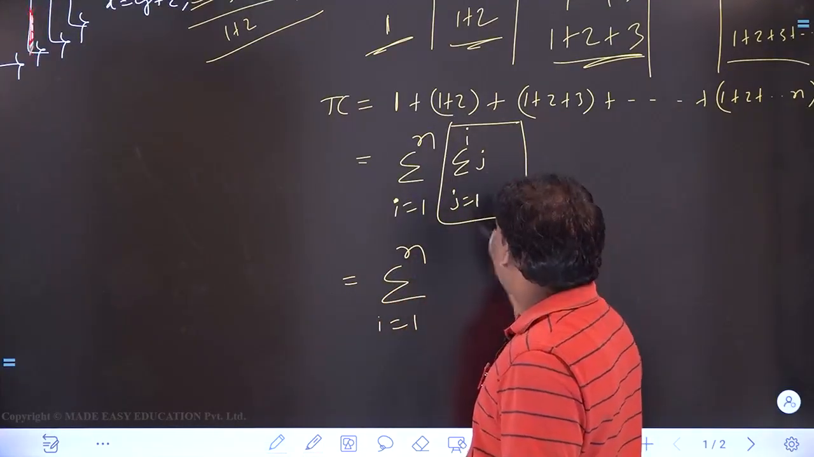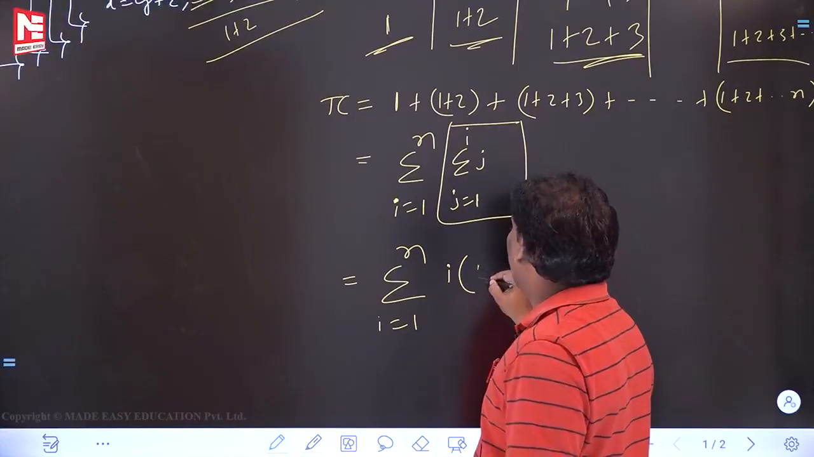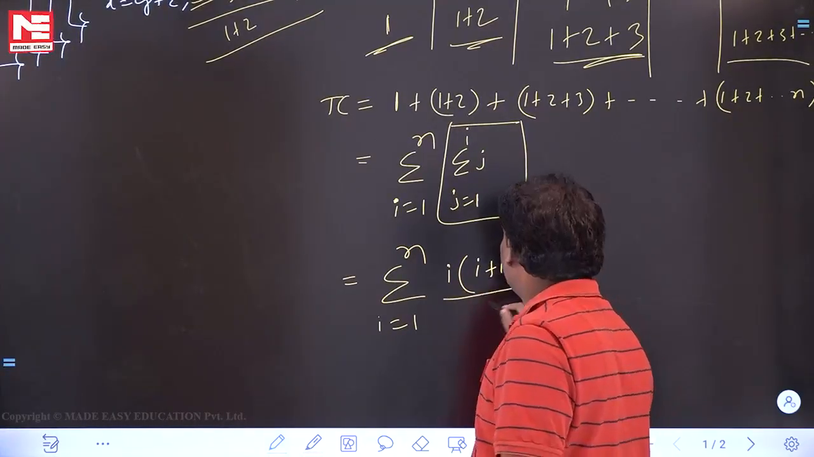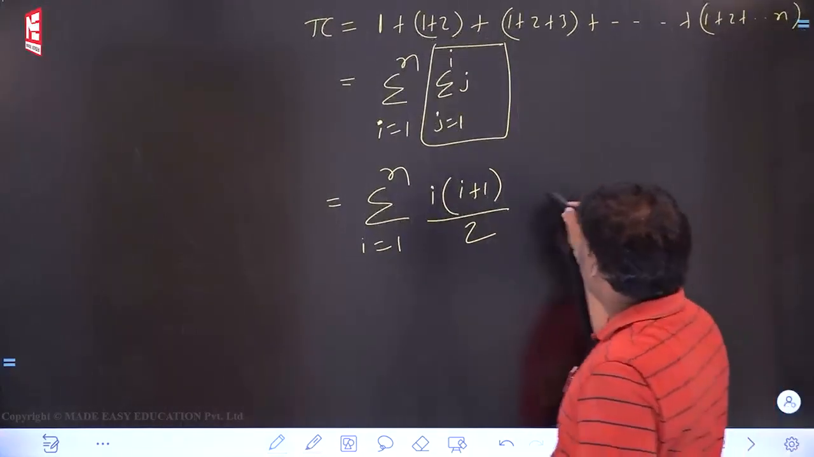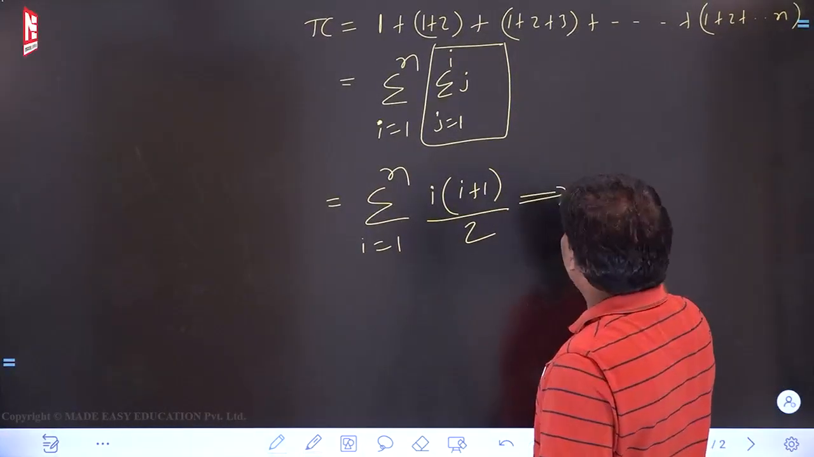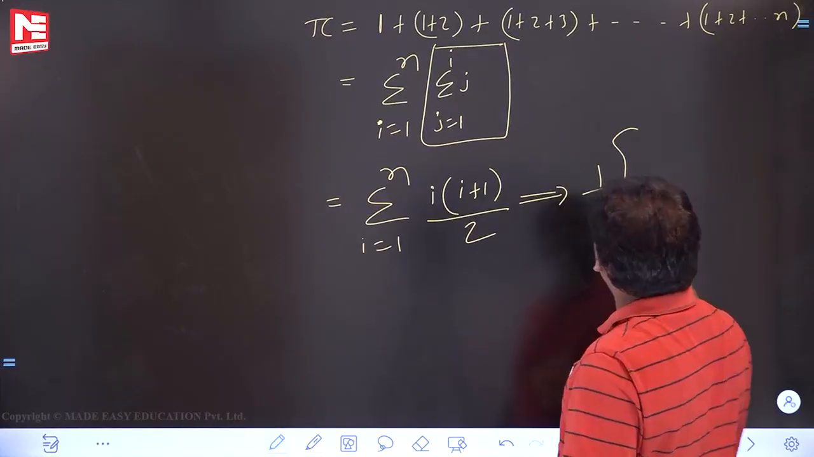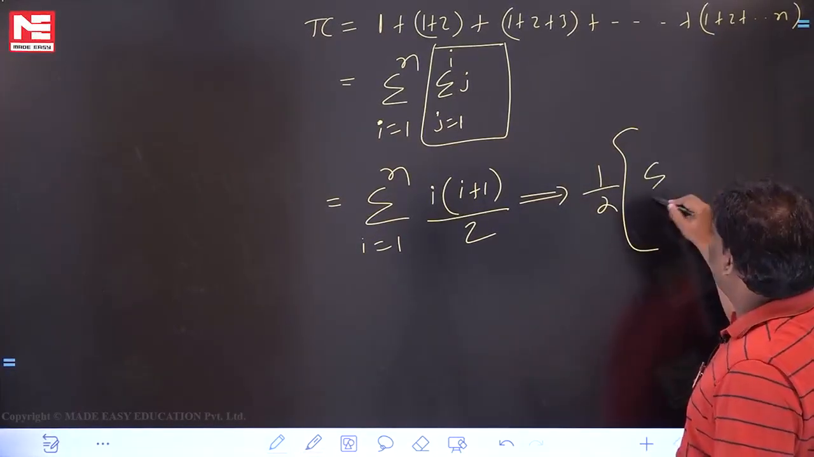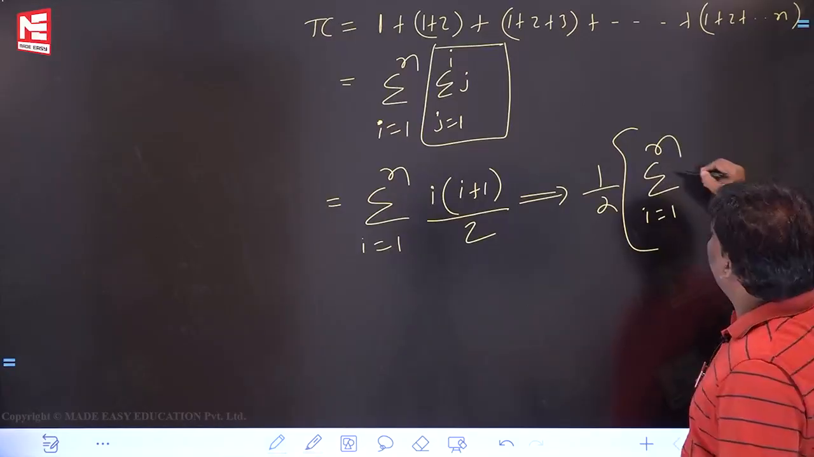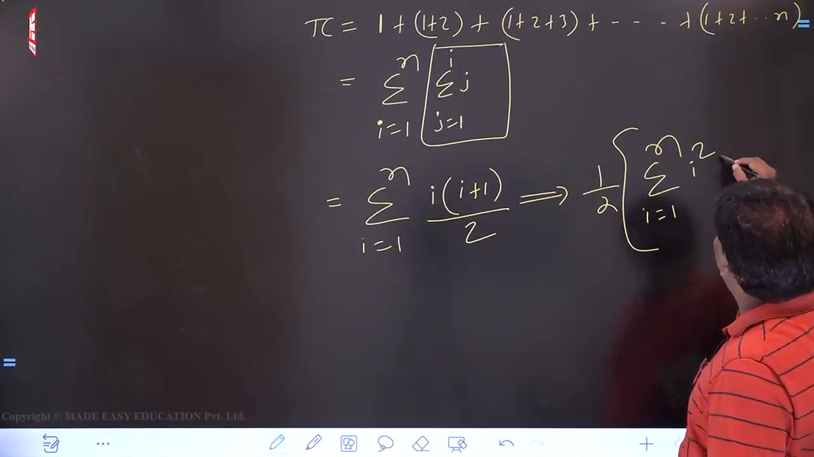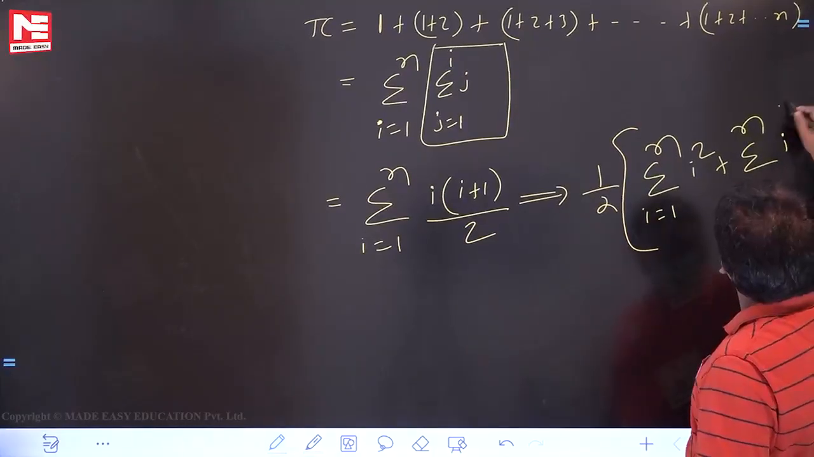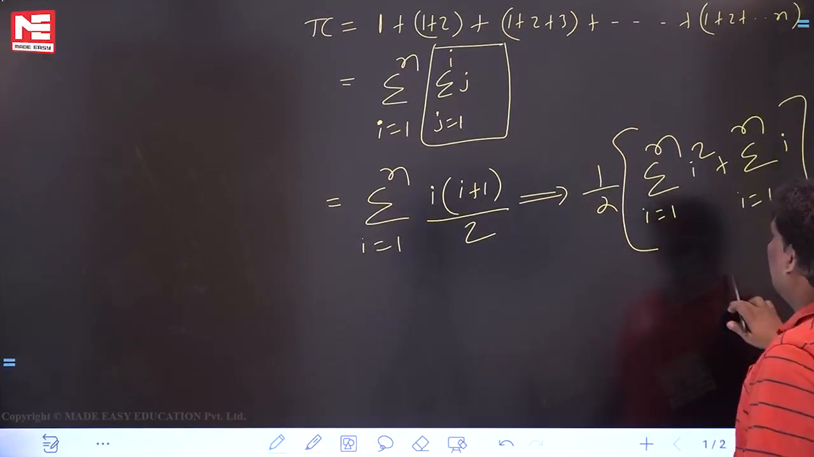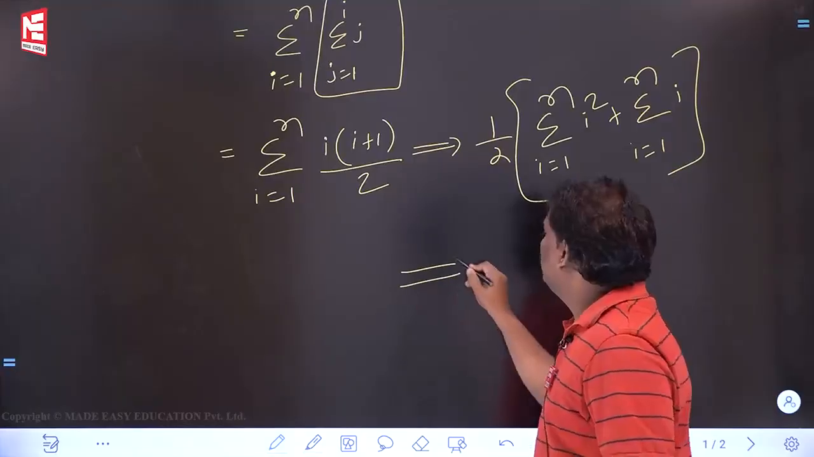What is the formula for the sum of i natural numbers? i into i plus 1 by 2. Right? If you simplify, what is the answer? 1 by 2 is outside. Remaining, if you observe, sigma i is equal to 1 to n of i square plus sigma i is equal to 1 to n of i, with 1 by 2 common.